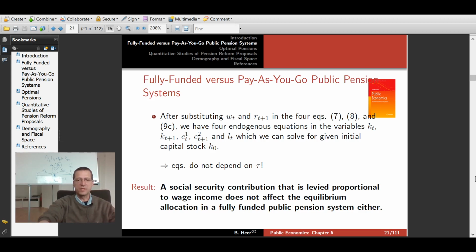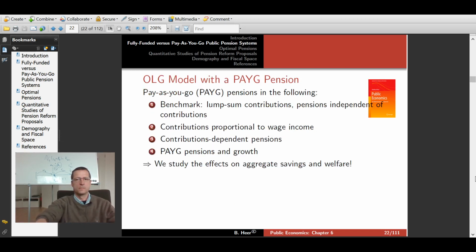Okay, keeping this in mind, in the ideal case where people are rational and where we do not have credit constraint, so that we can incur debt without any surcharge on our interest rate, we do not need a fully funded system. Now let's compare this with the pay-as-you-go system. We will look at different forms of the pay-as-you-go system, but they all have the same idea.